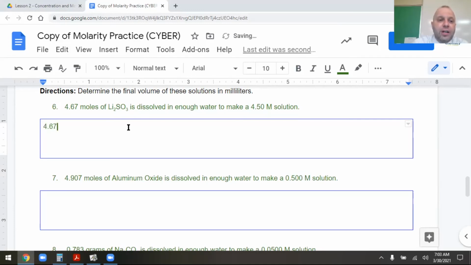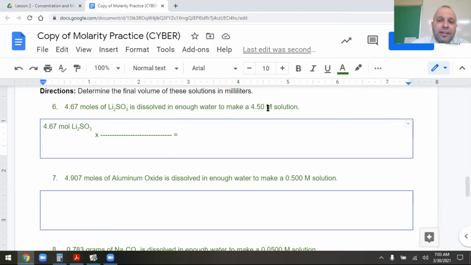So this, believe it or not, is only a one-step problem. So we have 4.67 moles of Li2SO3. And we are going to begin by setting up our ratio here. Again, this is only a one-step problem. So now we need to cross out moles and end up with liters. So in order to do that, moles have to be on the bottom, liters have to be on top.